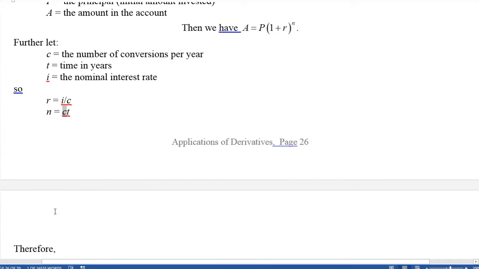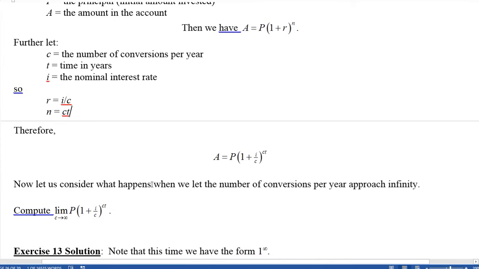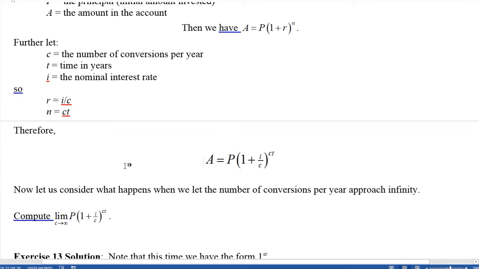So now we substitute those things in. Where the N is, we put C times T, and where the R is, we put I over C. And so we have this expression right here for your interest rate compounded periodically.